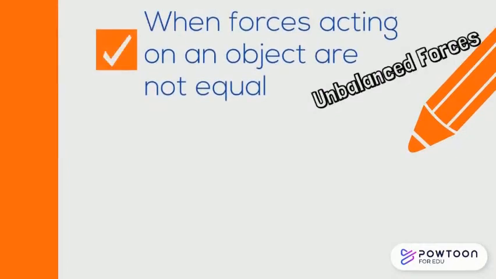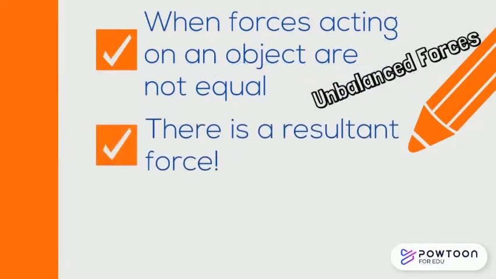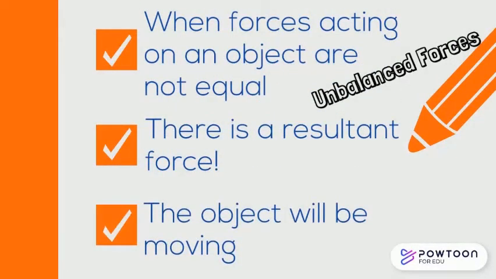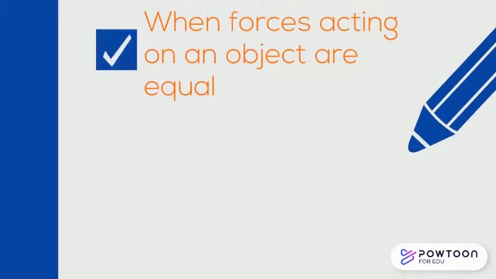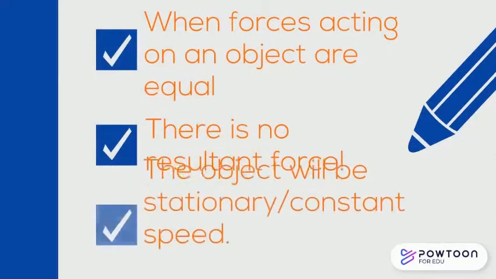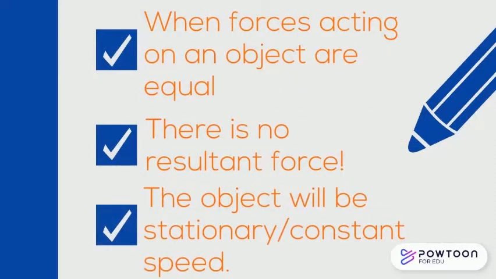Now, here is something called unbalanced forces. This is when forces acting on an object are not equal. There is a resultant force present, and the object subjected to the force will be moving. But on balanced forces, it's the complete opposite, and forces acting on the object are equal. There is no resultant force present, and the object will either be stationary or will be moving at a constant speed.